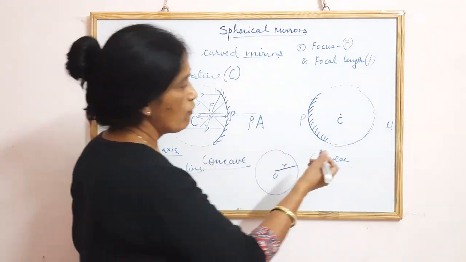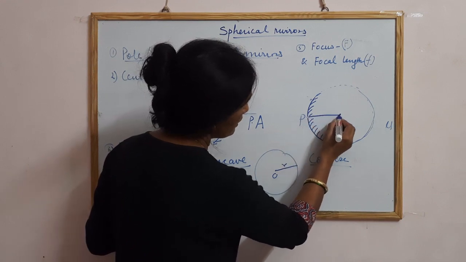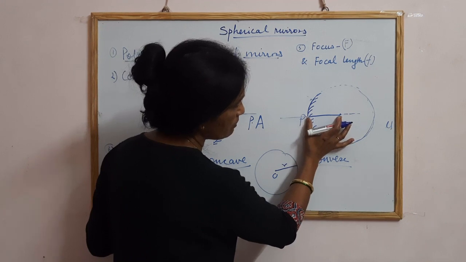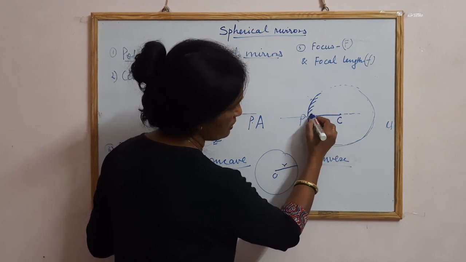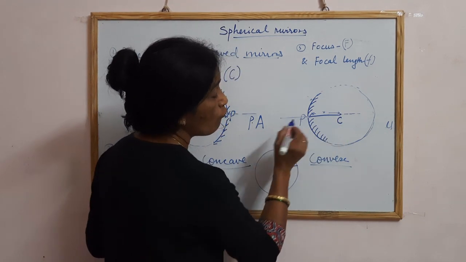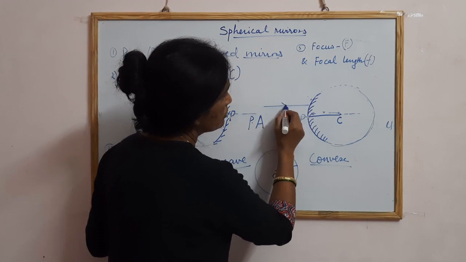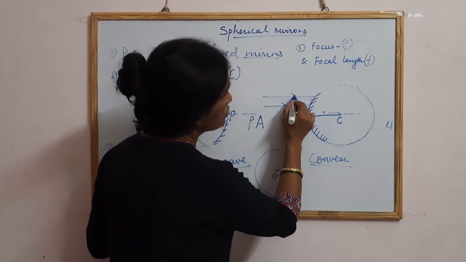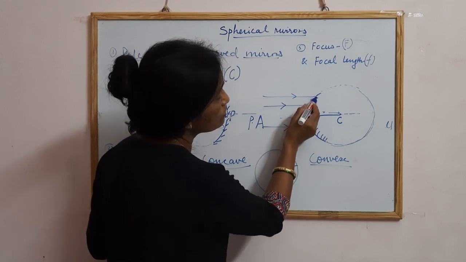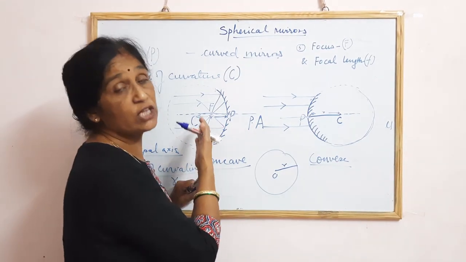Let's see what focus is here. If I join these two lines, it will be the principal axis, and the distance between P and C will be the radius of curvature. This distance is called the radius of curvature. Now, what is focus? If I make two or three rays parallel to the principal axis to fall on a mirror, after reflection it seems to diverge from some point inside. In this case it seems to diverge, and in this case it actually meets.